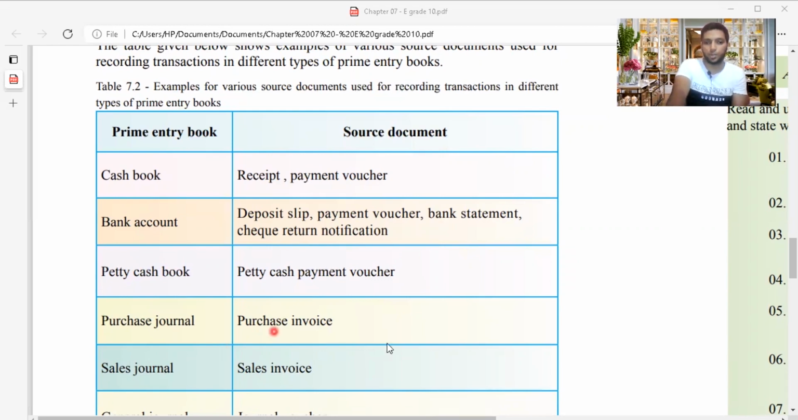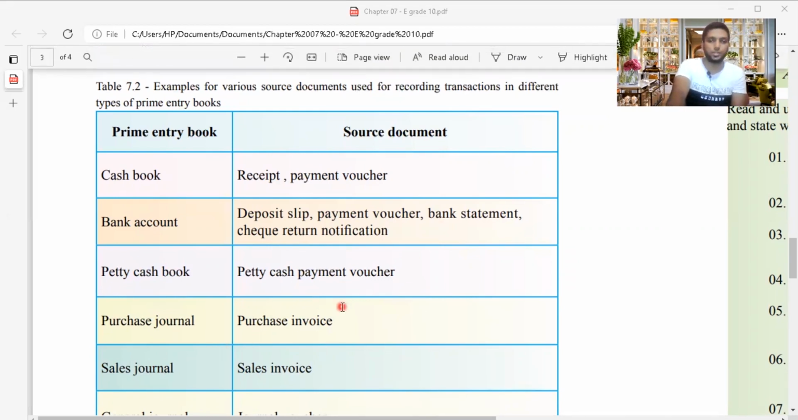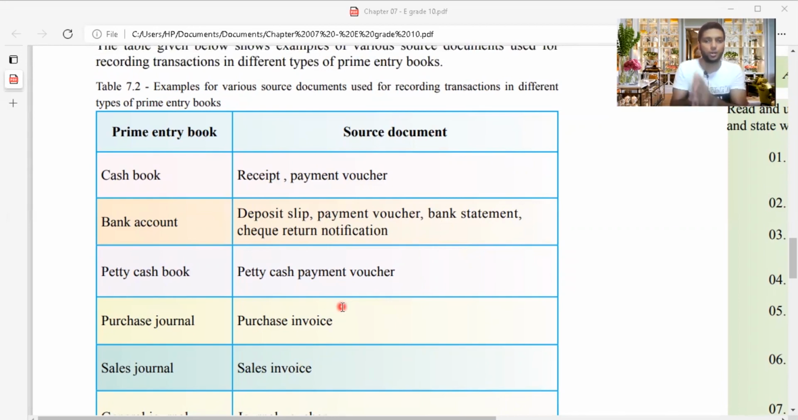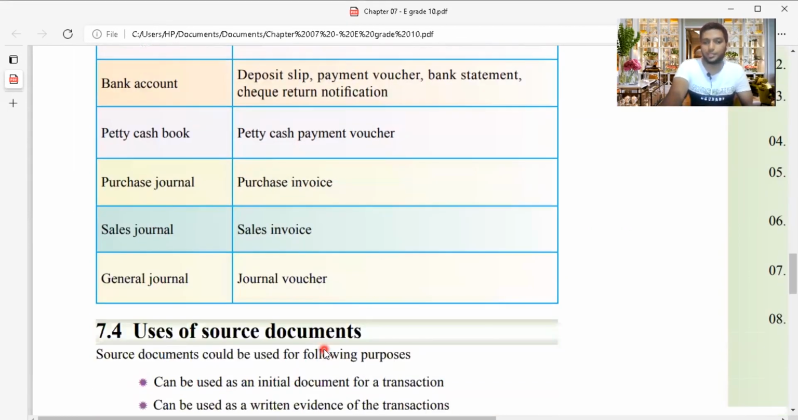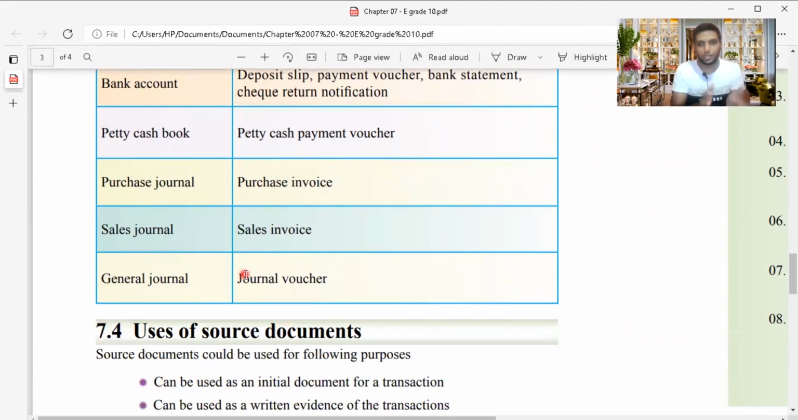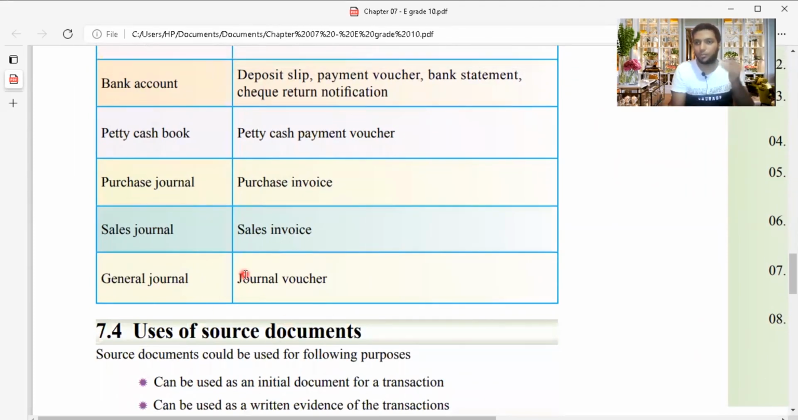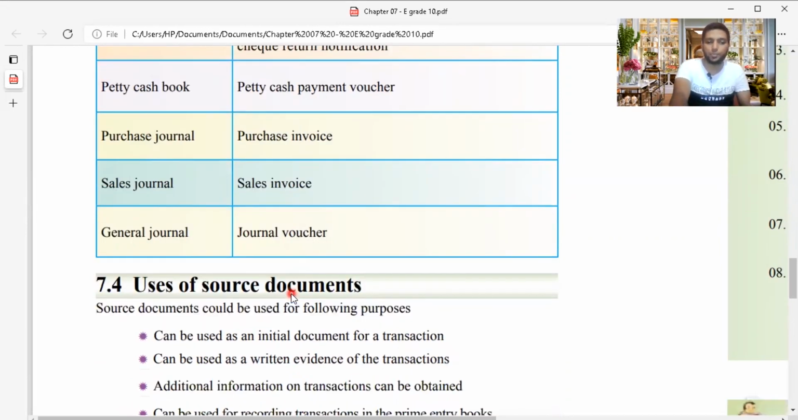Purchase journal should be recorded under purchase invoice. Every time you purchase, you will receive an invoice from your credit supplier. For sales journal, you should issue a sales invoice. And general journal, all other transactions which you cannot record in the above five journals, you should record under general journal. Then we move on to the next part, guys.